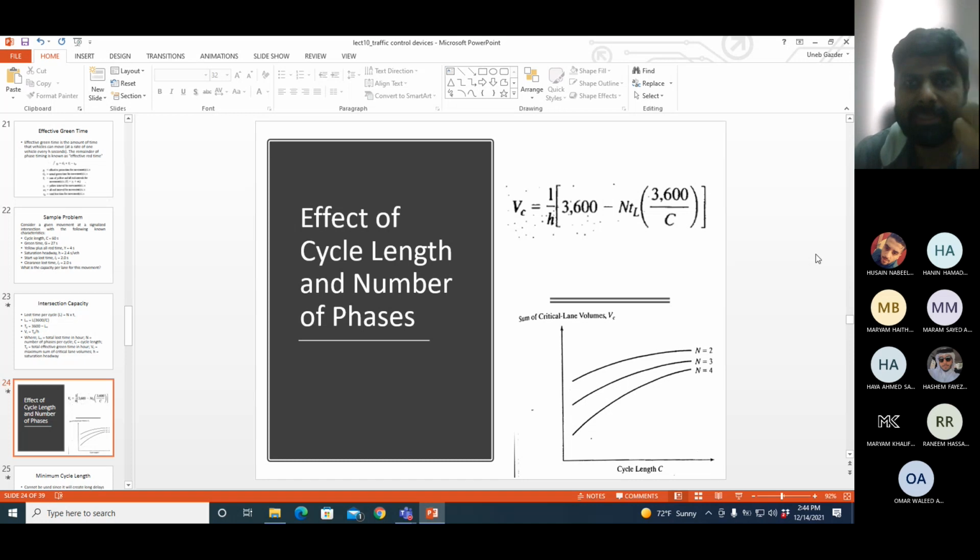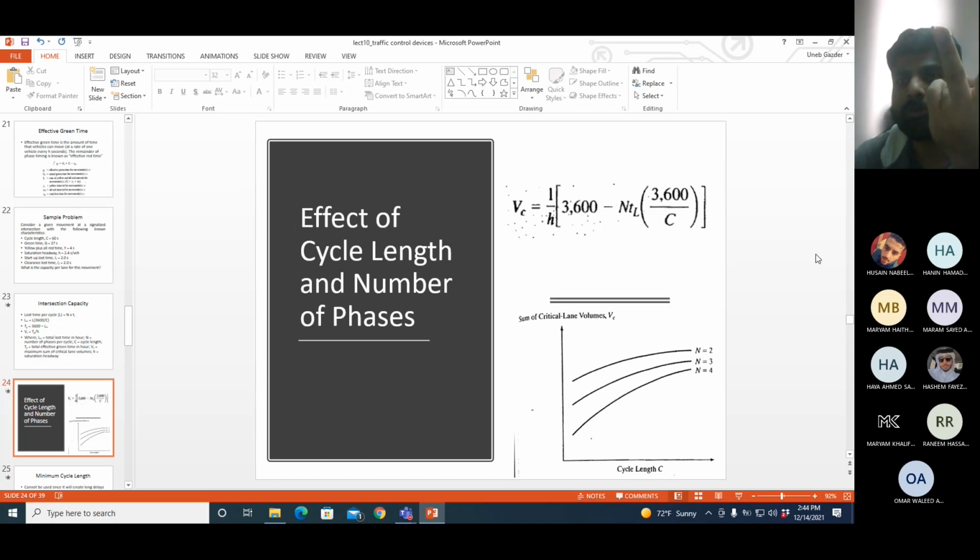The minimum number of phases for a signal can be 2. Why 2? Because 1 means no signal, right? One phase means everybody has green at the same time, which is not a signal. Even with 2 phases, it is not possible at most locations.